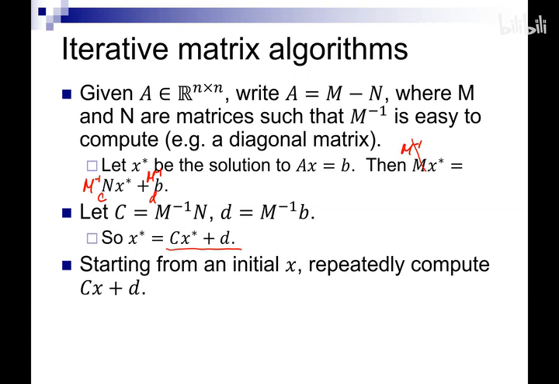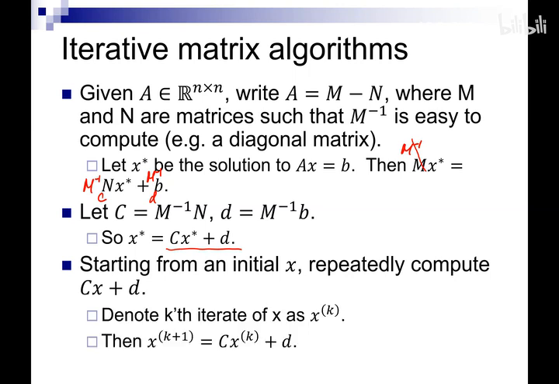So you compute C times x1 plus D. That gets you a new vector x, which let's call x2. And then you plug that back in. You just keep doing this. Let's say that after doing this k times, you get a certain vector x of k. Then for the next iteration, you compute x of k plus 1, which is equal to C times x of k plus D.